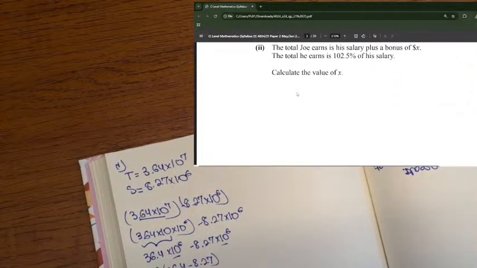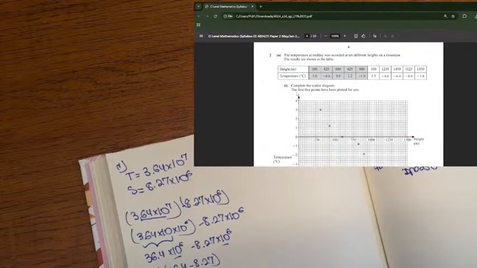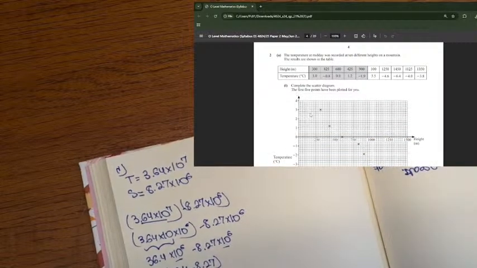We can write this in standard form if we want to, but I think this will do for now. The next question is one of a scatter diagram. So let's just check that out.